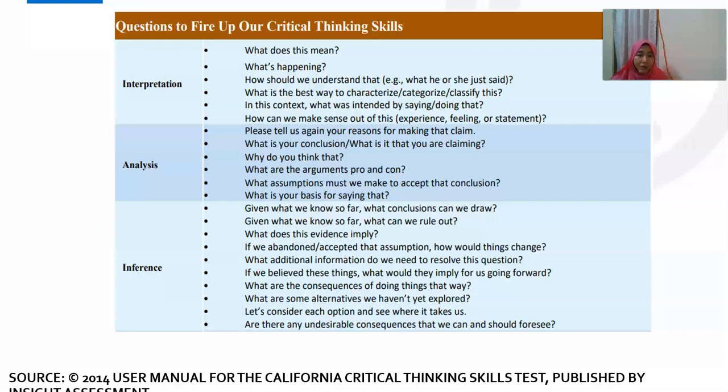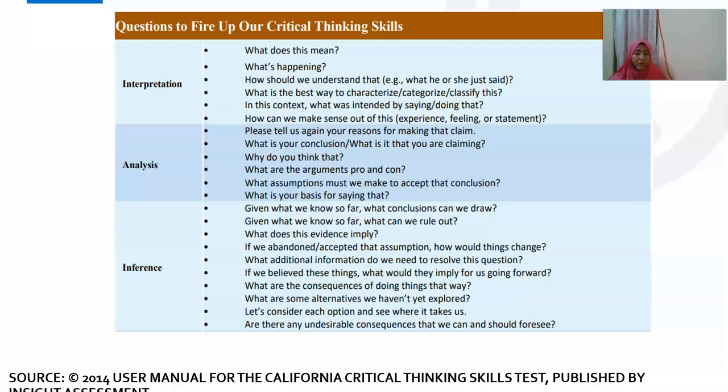How can we make sense of this? That is interpretation. The next one is analysis, so you want to analyze certain things. Reasoning: you want to make a reasoning or claim. What is your conclusion? You can ask yourself, why do you think that? What are the arguments pro and con? What assumptions must we make to accept that conclusion?